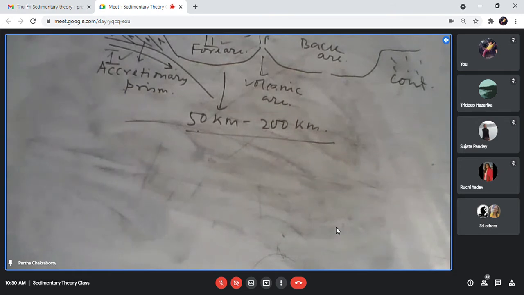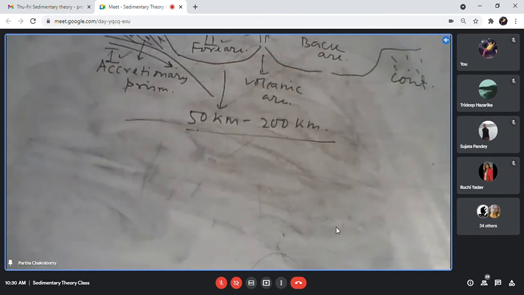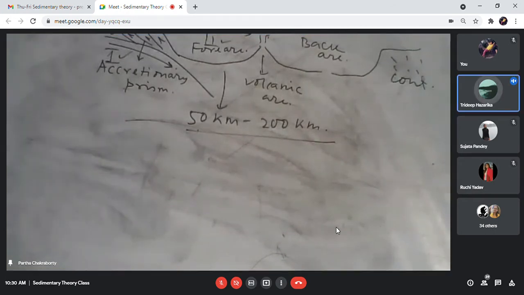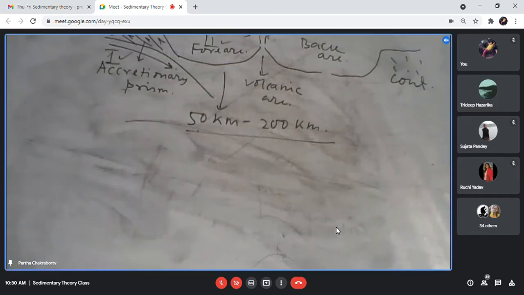Anyway, if I don't get any other answer, who has said that it is on the angle of subduction? Sir, TD. So he is right. Actually, it depends on the angle of subduction.